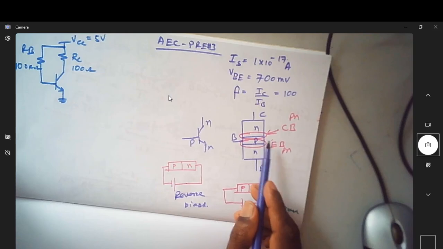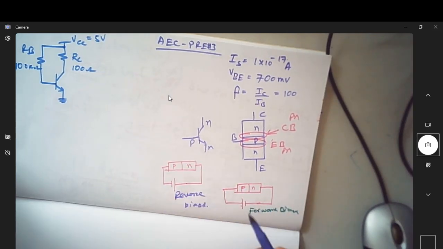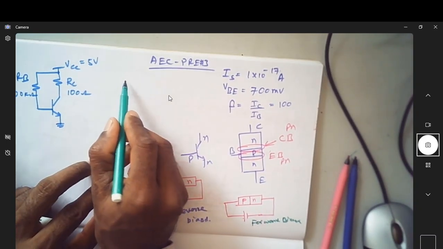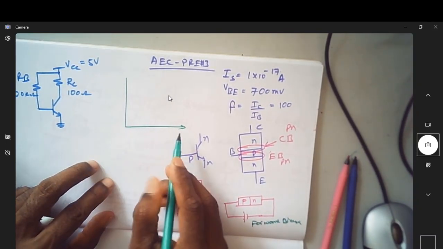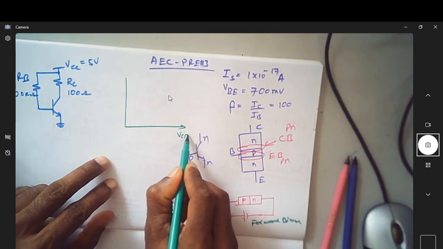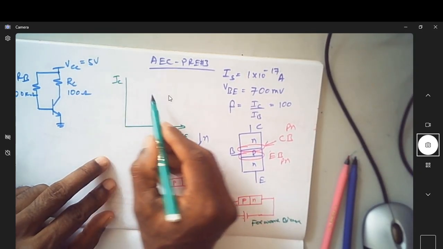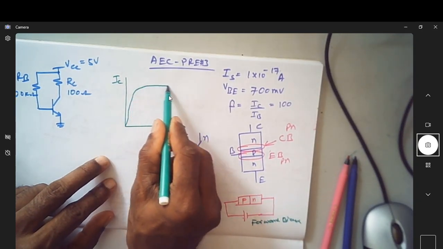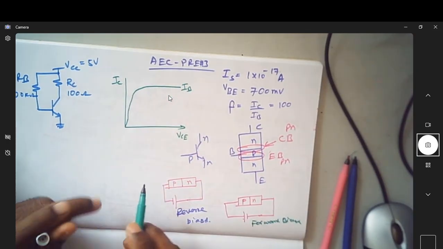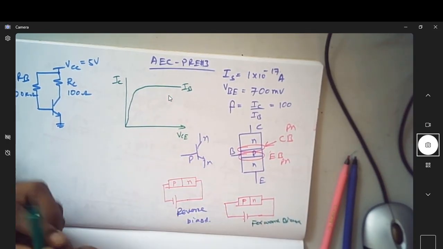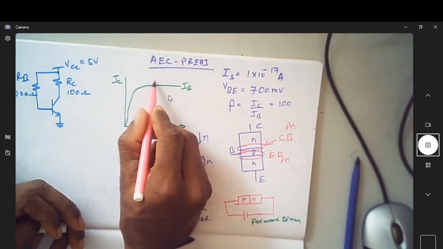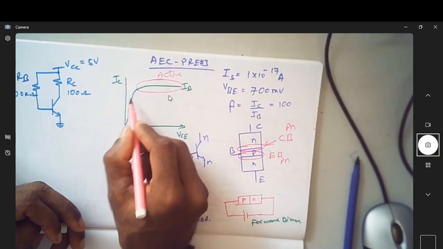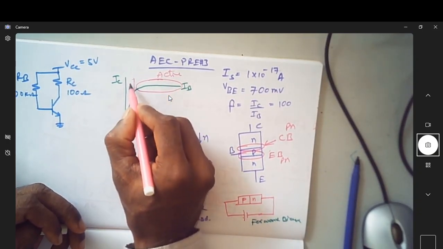Since we have 2 such PN junctions, we are looking at whether each is forward biased or reverse biased, and there are different combinations. Now we will take the output characteristics of the BJT, which refers to output voltage VCE and output current IC for a given value of IB. This is for a given value of IB. Here we have 2 regions of operation. This region is called the active region, and this region is called the saturation region.